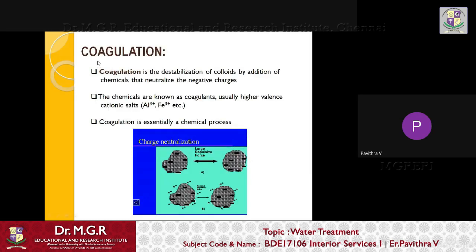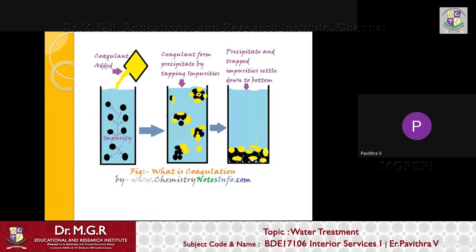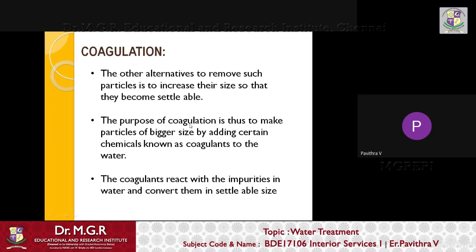Coagulation is nothing but combining all the suspended particles by adding a chemical to it. If a chemical is added to the impurities, all the impurities get attracted to the chemical and it forms a flock-like thing, and after that the flock will settle at the bottom, which will be collected later on. So the purpose of coagulation is to make the particles bigger in size by adding certain chemicals known as coagulants to the water. I'm adding certain chemicals into the water, making the impurities a little bigger, and then they will be collected separately.